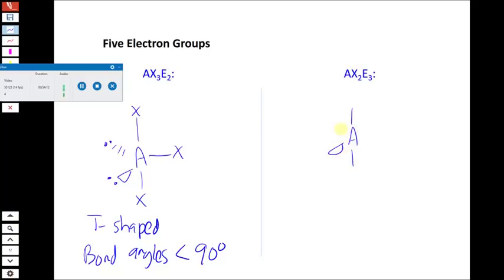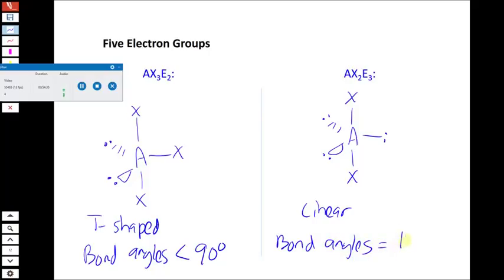So we start with the trigonal bipyramidal electron group arrangement. We put lone pairs on all three of these positions. And then we put the X's up and below, 180 degrees apart. And the bond angle will be exactly 180 degrees. There's no compression here because the lone pairs push equally in the two directions.